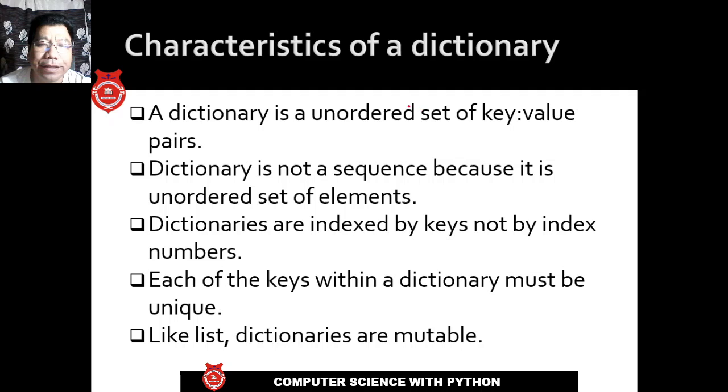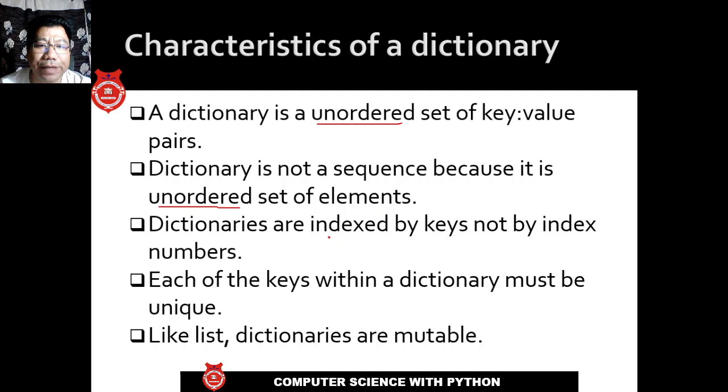Some of the characteristics of a dictionary are: a dictionary is an unordered set of key value pairs. The reason we call it an unordered set is that there is no priority among the key value pairs. Whether one occurs first or last, it's the same. They all have equal priority. And a dictionary is not a sequence, because it is an unordered set of elements. It is not like this one has index 0 and this one has index 1. It is not like that.